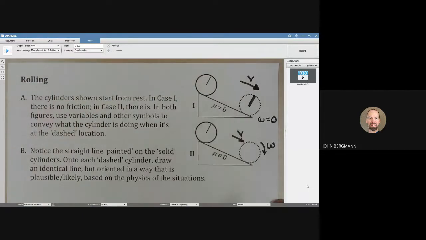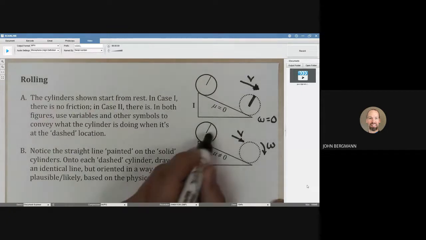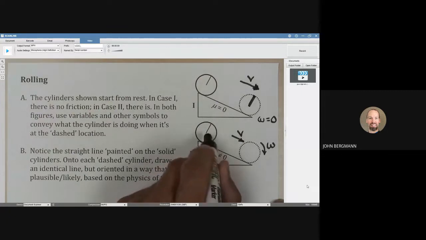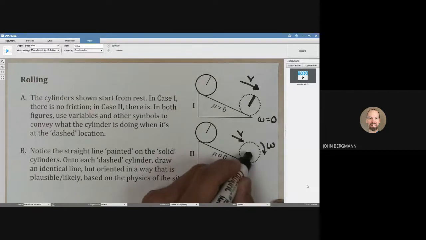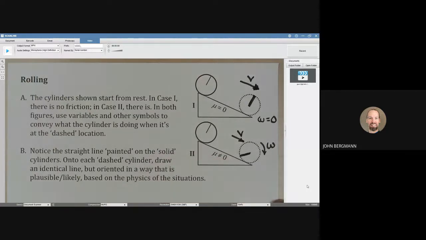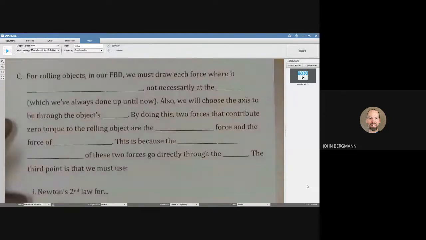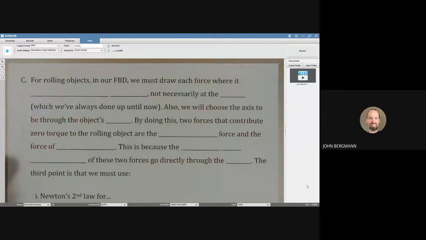I tried to draw that in the same spot, but this painted line will not probably be at that very same point. So, maybe it's pointing like that. You can point it in any direction you want. The point is, it's not right there where it was because this cylinder is rolling, whereas the one on the top is not. Let's do a little conceptual work here before we get into any problems.